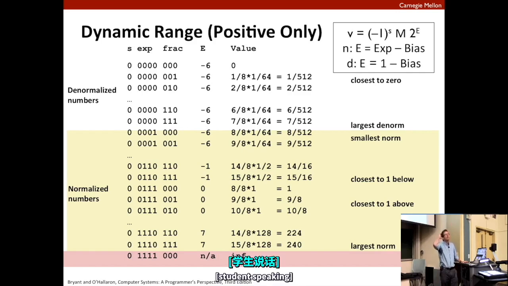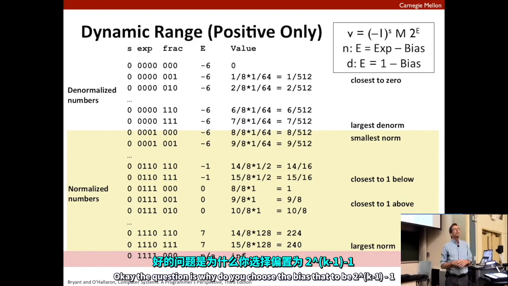Question back here? Yeah. How do you choose the bias? Like, how do you choose the bias to be 2 to the k minus 1 minus 1? Okay, the question is why do you choose the bias to be 2 to the k minus 1 minus 1?